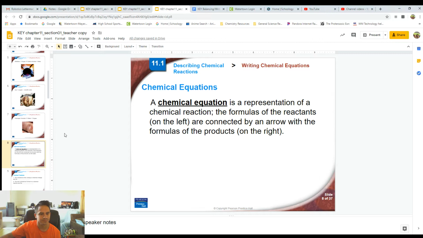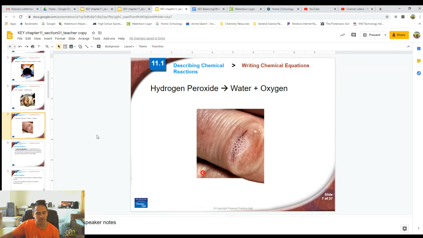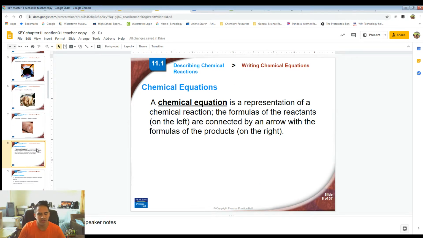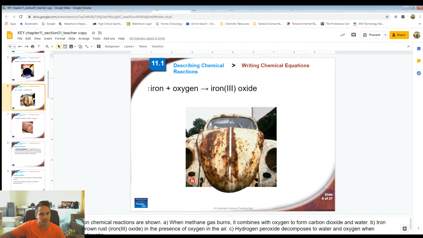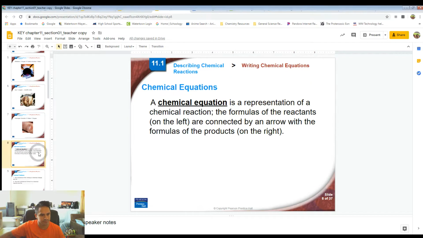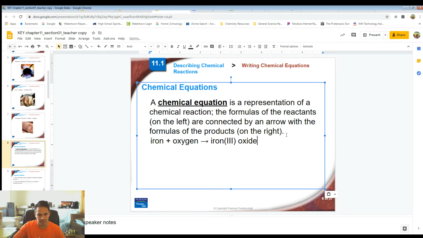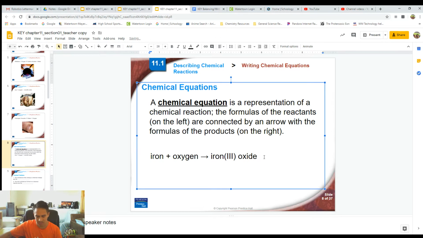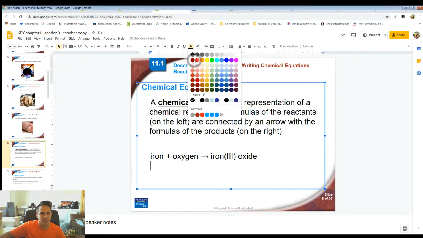So, all right. Obviously, word equations are kind of just a good beginning point, but that's not really what we want to do. We are looking to write out chemical equations, right? So a chemical equation is the representation of a chemical reaction. Again, we have formulas of the reactants on the left, and then we have formulas of products on the right, okay? So we can take, for example, one of these and turn this word equation into a chemical equation. Okay, so if we wanted to make this a chemical equation, we would need to write chemical formulas for this.